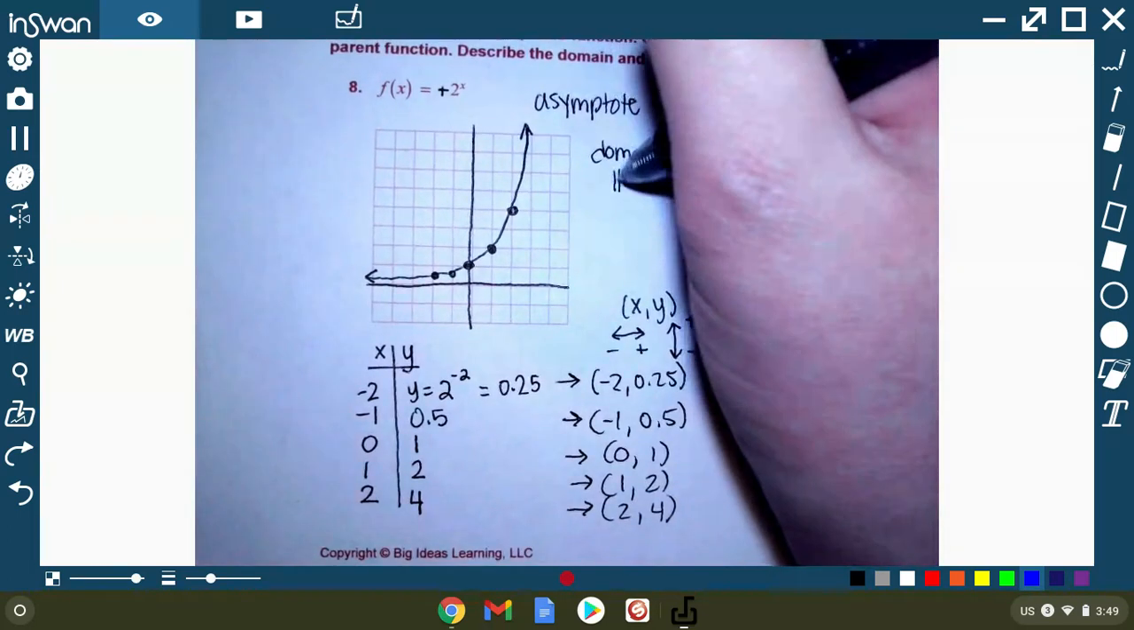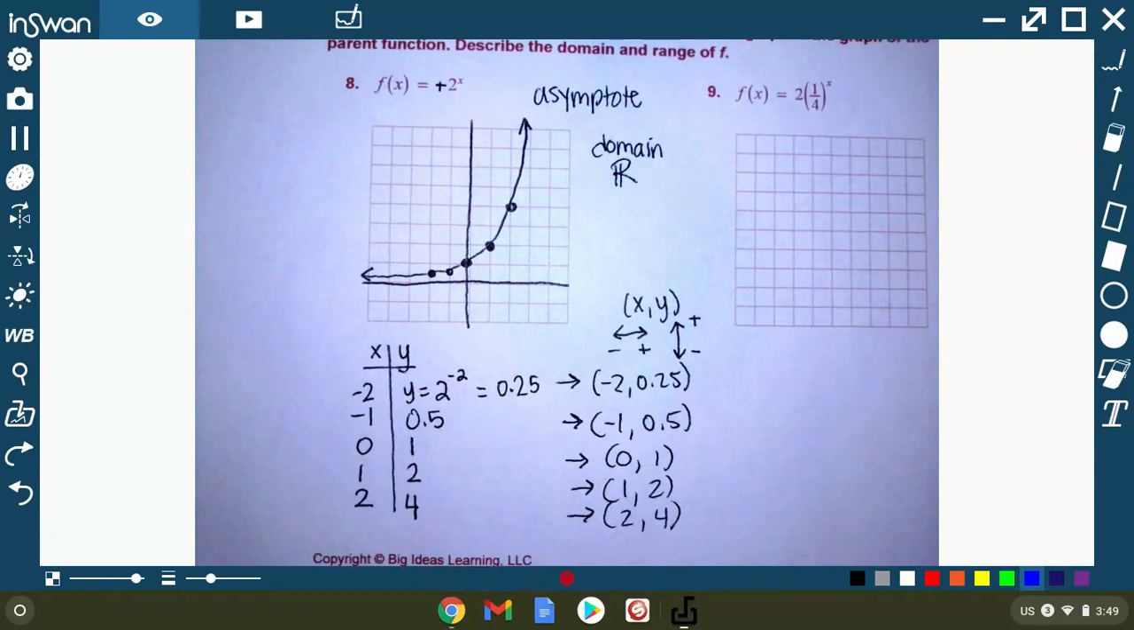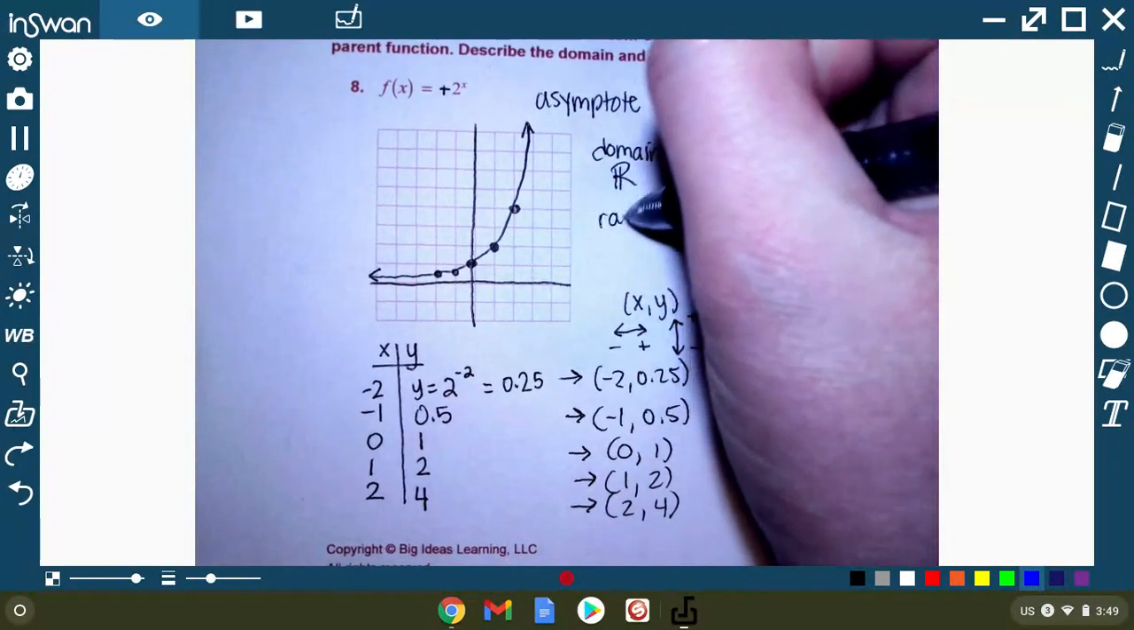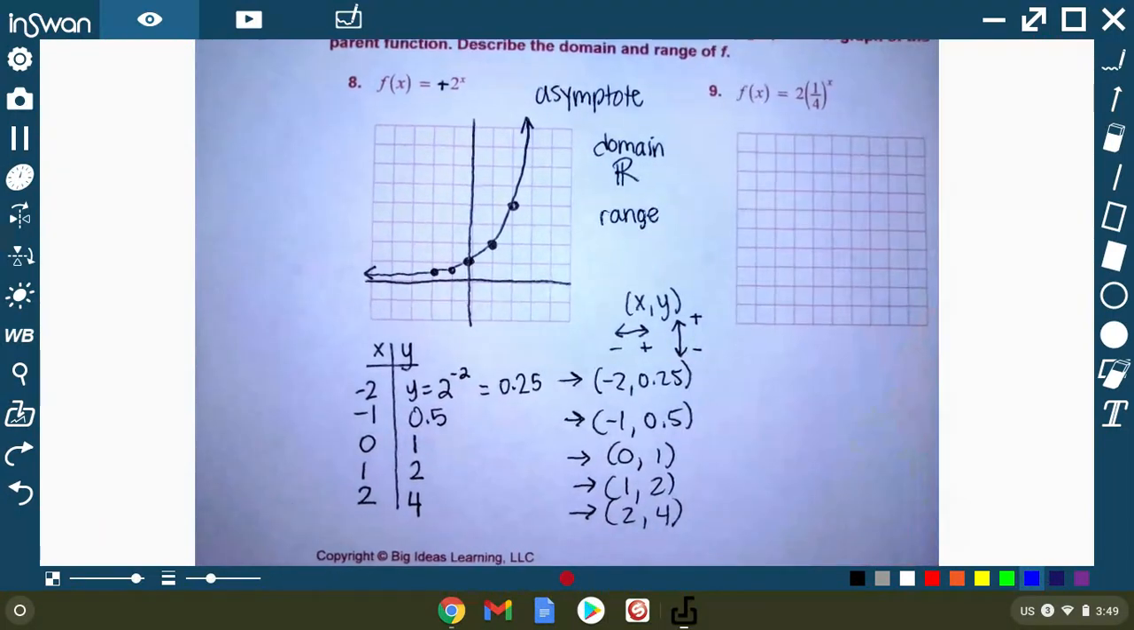So the domain is going to be all real numbers. It covers every single x value. And then for your range, we're going to look at what y values it covers. So the range is a little trickier though.